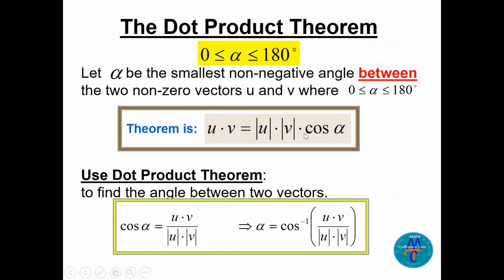Now we can solve this equation. See, this is the equation here for cosine alpha. So I can write cosine alpha will be u dot v, that's a number, divided by the magnitude of u times the magnitude of v.